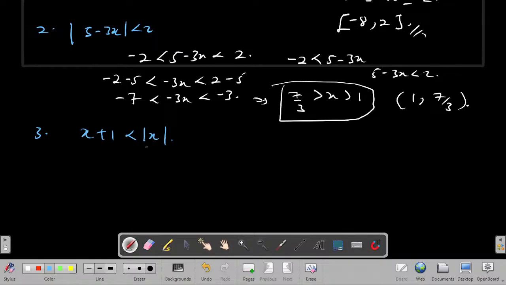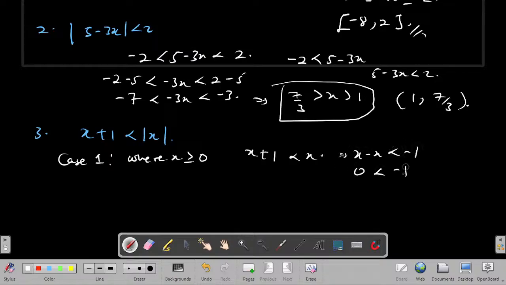To solve this problem, what do you need? Where is your absolute value? It's on the right side. So this can act as positive or negative. So there are two case scenarios here. For case 1, I'll simply say that where x is greater than or equal to 0, then you're going to have x plus 1 less than x. But what happens here? You get x minus x is less than negative 1, which is 0 less than negative 1. And this is impossible. It's not true, so we don't buy that.